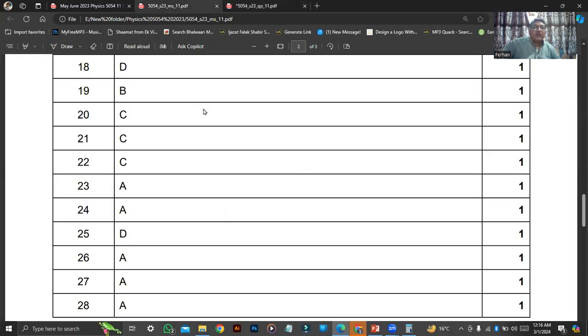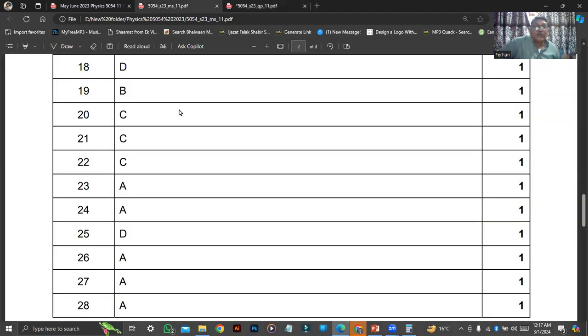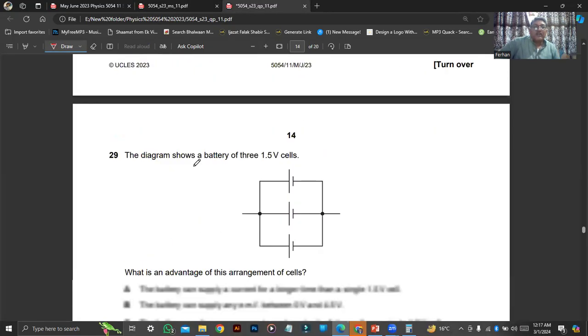Sorry, I said it is towards the left, sorry, this is not left, this is right. Because here is the arrow of that electric field. Sorry. So the electric field is here towards the right side. So the positive charge will move along the electric field. So A is the right choice. I am sorry. Question number 28, A is the right answer.